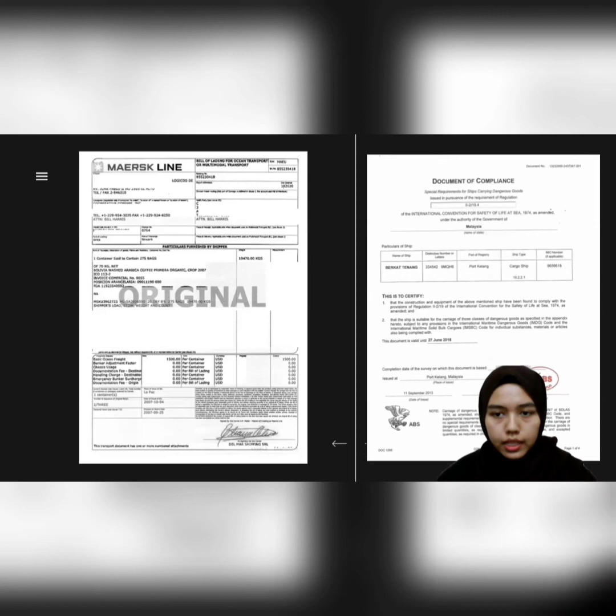So we move to the next document, which is the document of compliance. A document of compliance is a certificate granted to a shipping firm that meets the ISM standard for their cargo. So the left side is the bill of lading. A bill of lading is a document provided by the carrier to a shipper, indicating that the items have been received in excellent condition and are ready to deliver.